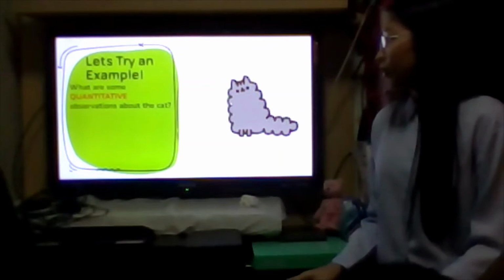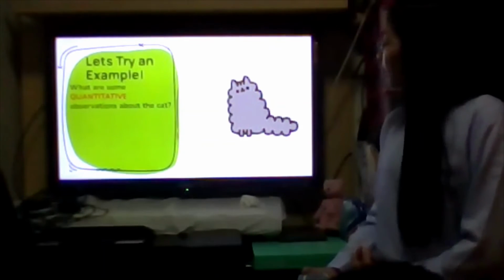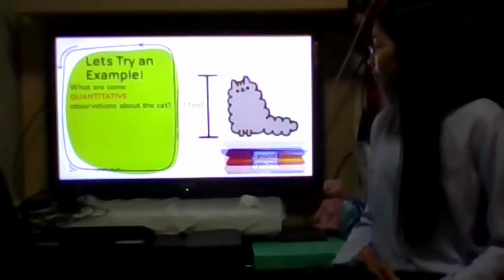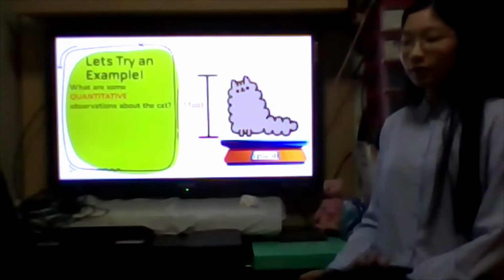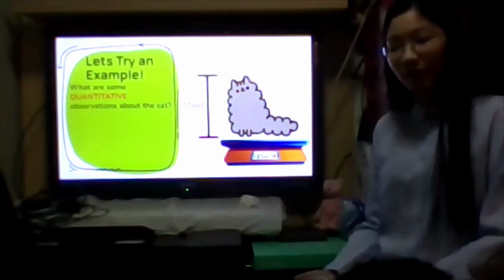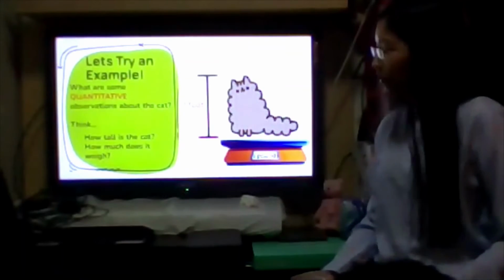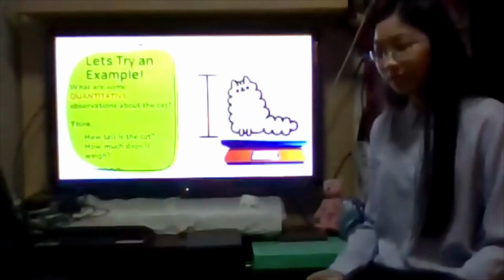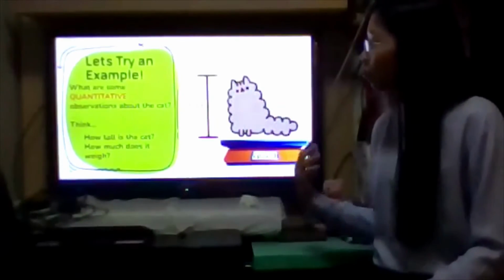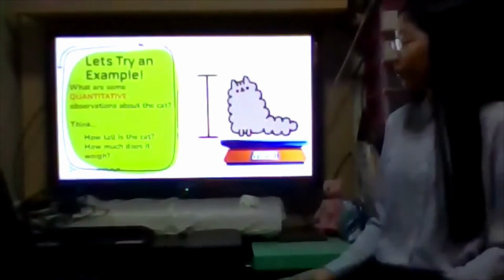So what are some quantitative observations about the cat? As you said before, the cat does have 2 legs. Are there any other quantitative things? Let's add some measurements. Who could give me a quantitative observation? The cat weighs 5 pounds. That's great. That's a number, right? So again, you have to think. You could think how tall the cat is. It's 1 foot. That's great, yeah. The cat is 1 foot tall. That is quantitative because it has a number and we're measuring it, right?